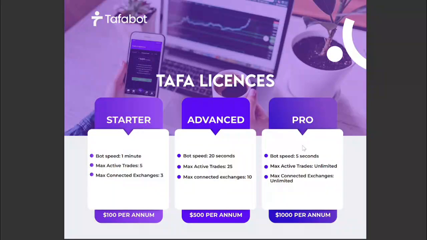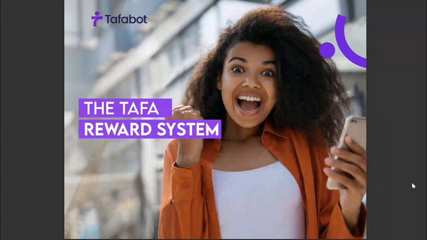Now, what do they cost? The starter pack costs $100 per annum. Then you have $500 per annum for the advanced pack. And then you have $1,000 per annum for the Pro package.